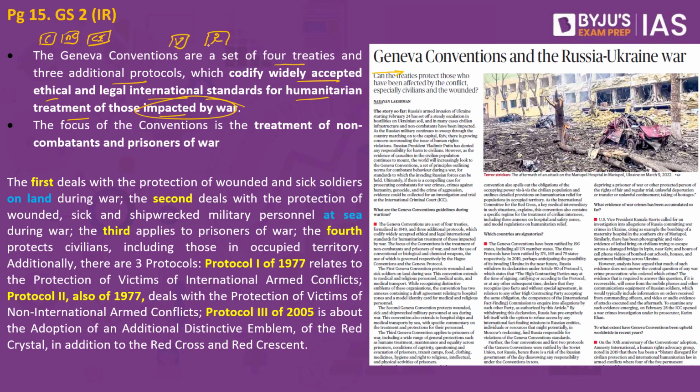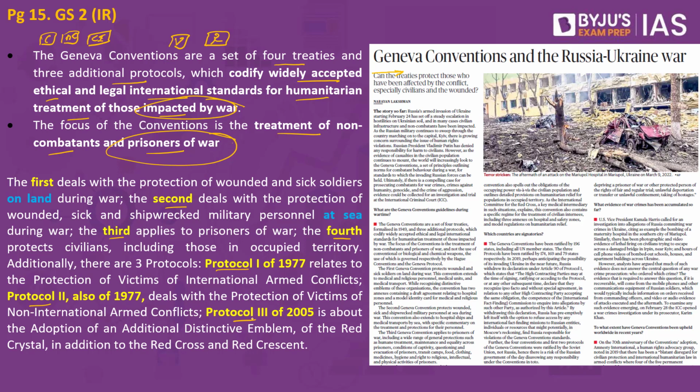So what we have is an armed conflict. In this armed conflict, how are we going to take care of the people? For that we have 4 conventions under the Geneva Convention followed by 3 additional protocols. The focus of the conventions is the treatment of non-combatants and the prisoners of war. There are about 4 conventions: the first, second, third, as well as the fourth. Then we also have the protocols called Protocol 1, Protocol 2 and Protocol 3.